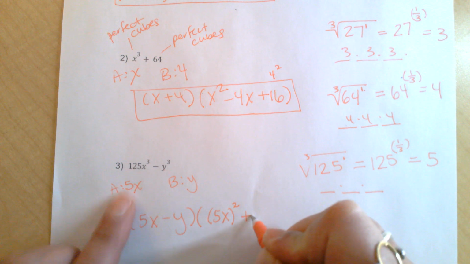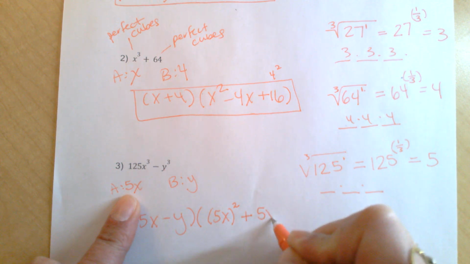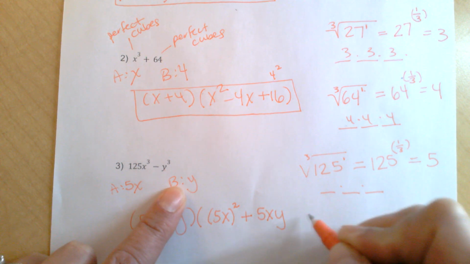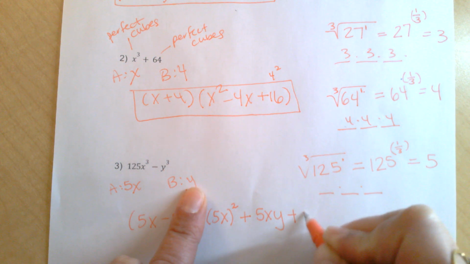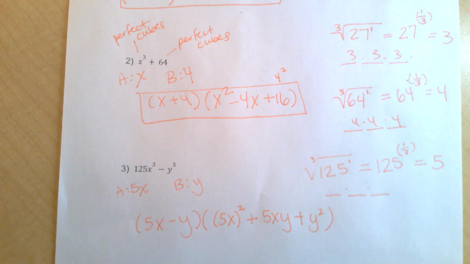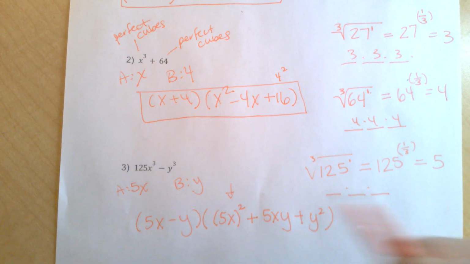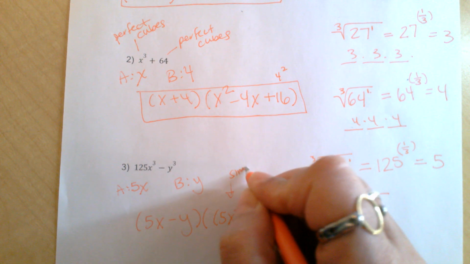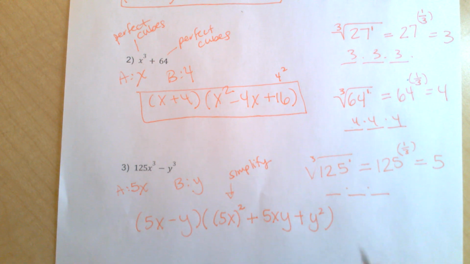So plus AB, so 5x times y plus y squared, because that's b squared. Okay, we have to simplify this right here. Simplify. Or you can think about it as multiplying it out.